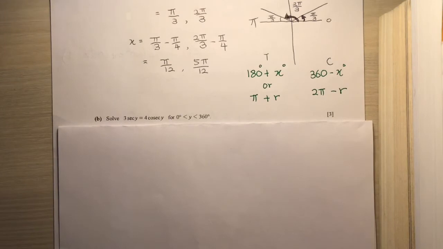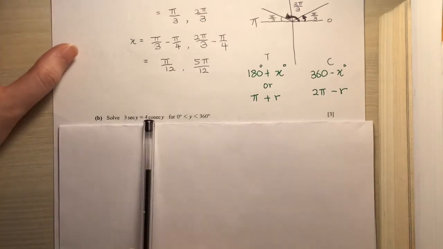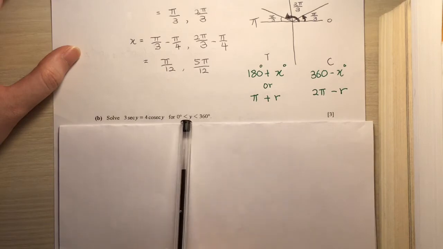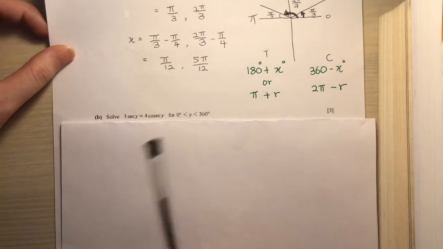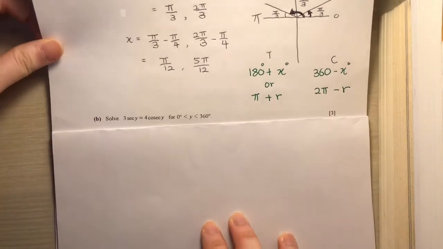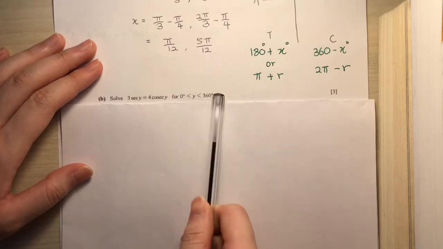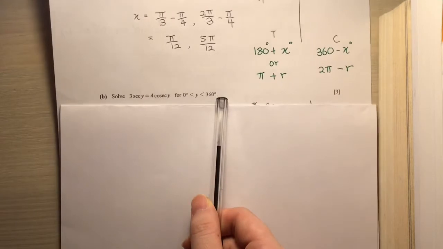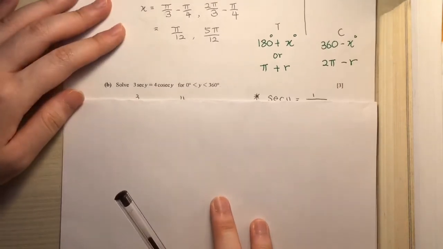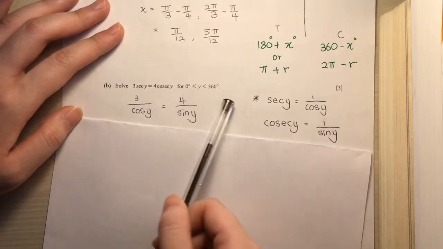So we move on to the second part of this question. Solve 3 secant y equals 4 cosecant y for the answer between 0 and 360 degrees. So before you do anything, immediately reset your calculator so you get your answer in degree form instead of the radian form over here.